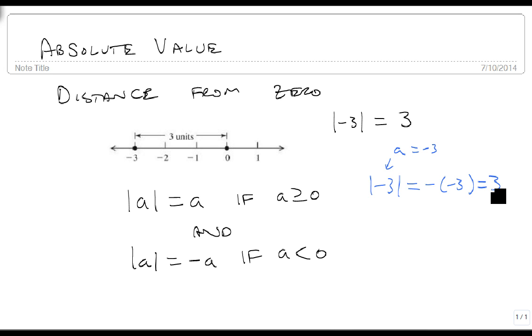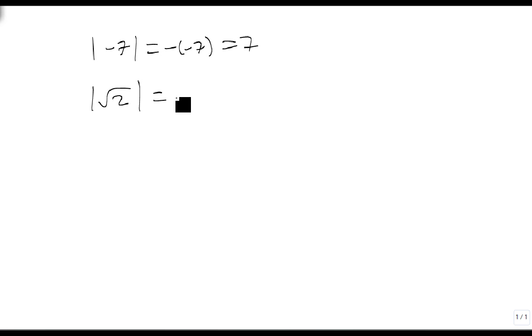So let's look at a couple of examples. Suppose that we're asked the absolute value of minus 7. Well, since minus 7 is negative, it's minus a, minus 7, which is 7. And you can jump straight to the 7, that's fine. Just remember that this minus is here for a reason. Okay, what about the absolute value of the square root of 2? Well, the square root of 2 is already positive, so this just comes out as the square root of 2.